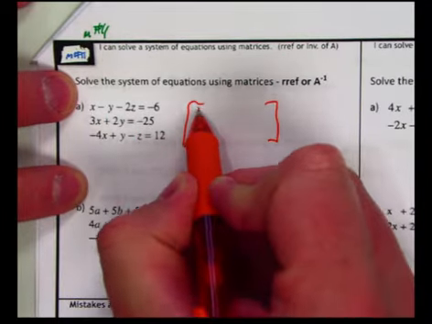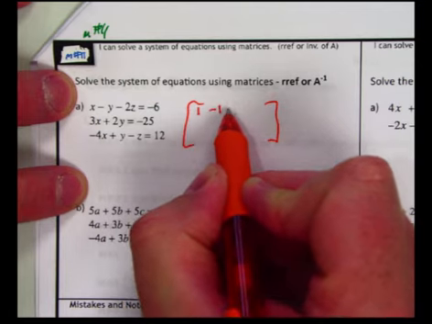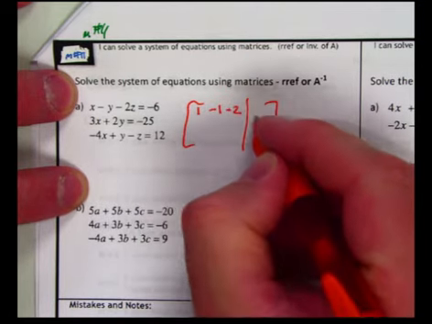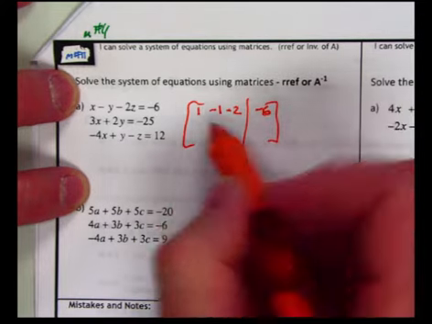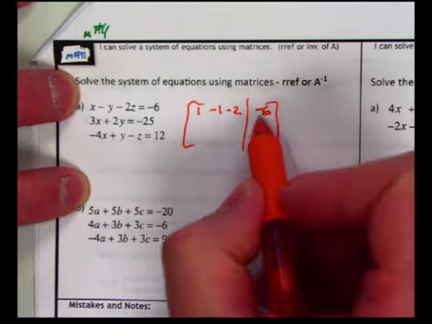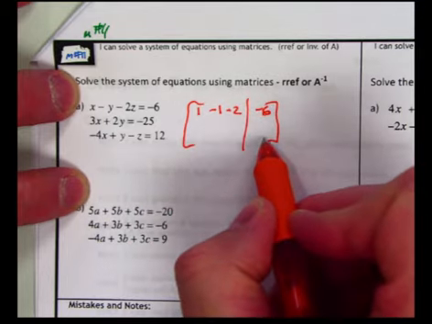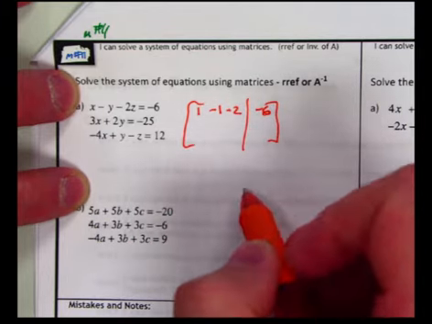So this would be coefficient 1, -1, -2, and the answer is -6. Typically people put solid or dashed lines right here representing, yes, you're making a 3 by 4 matrix, but these are the coefficients and then these are the answers. And you always need to put those on the right hand side.